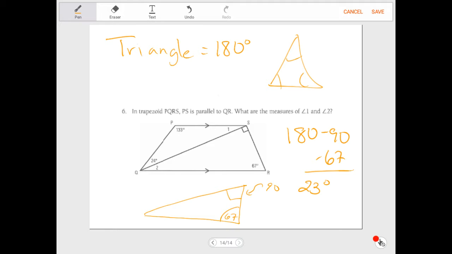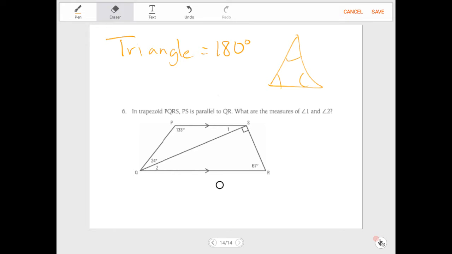Now, yes, you could use other ways of doing this. I obviously understand that these are parallel lines of the trapezoid, and we could have used some different rules here, but anyway, that's just one strategy that came to my mind. If you want to see another way, by all means, I will show you that right now.